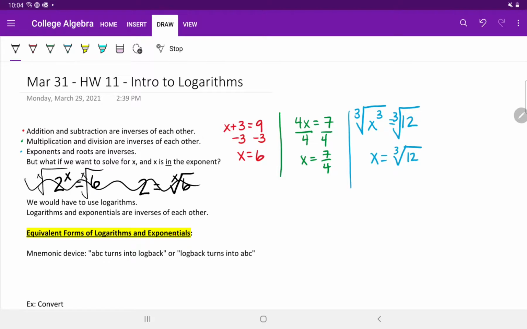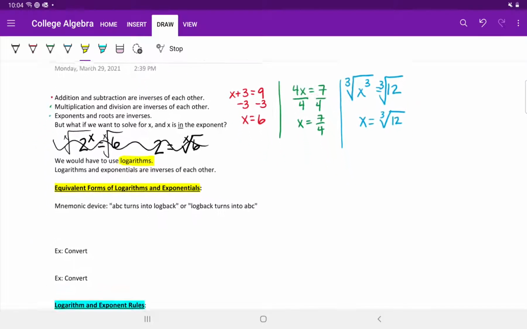If I have an x in my exponent and I want to solve for x, we have to use something called logarithms. Logarithms and exponentials are inverses of each other, in the same way that addition and subtraction are inverses of each other. They're basically opposites. They undo each other.